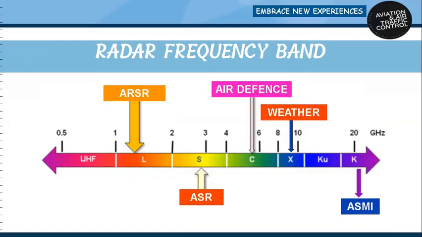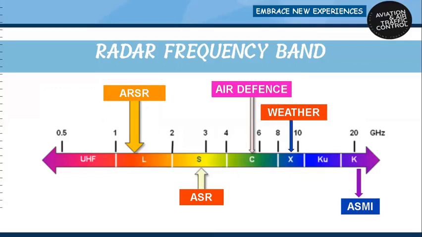C-band radar operates near the 5 gigahertz range. These are ground and airborne radar used in air defense. X-band radar operates near the 9 gigahertz range. Airborne weather radar installed in aircraft needs small antenna size. Antenna size is inversely proportional to the frequency. So, the higher the frequency, the smaller the antenna size.